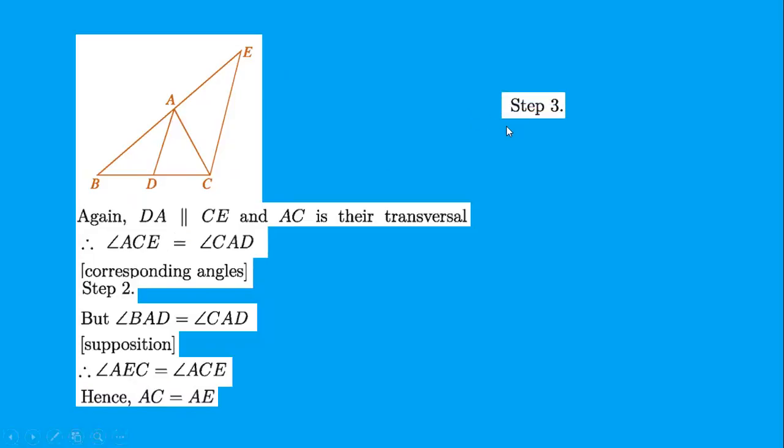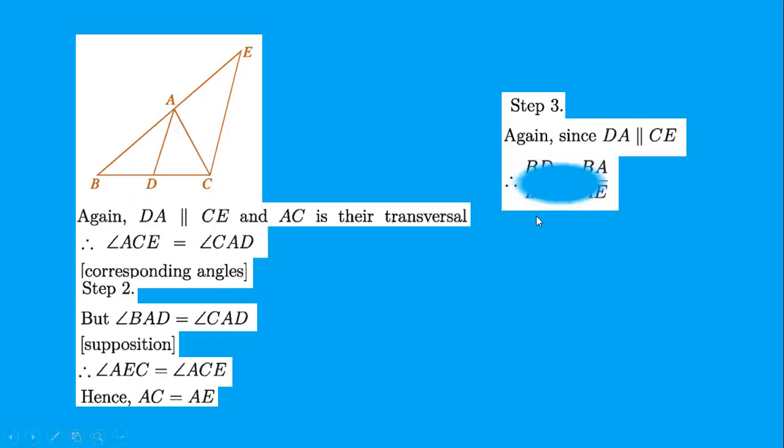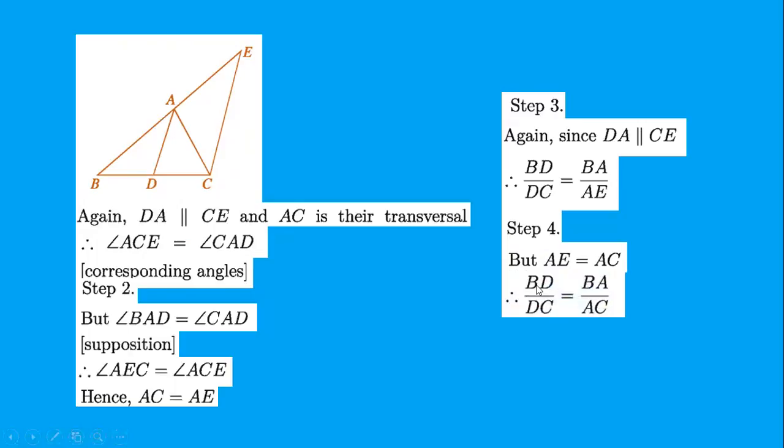Step 3. Again, since DA is parallel to CE, BD by DC is equal to BA by AE. Step 4. But AE is equal to AC. So BD by DC is equal to BA by AC.